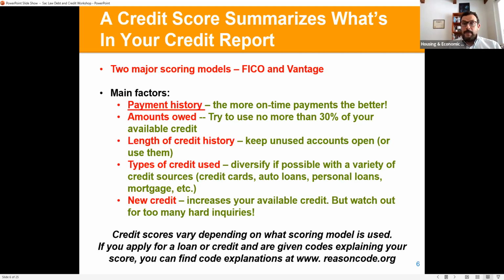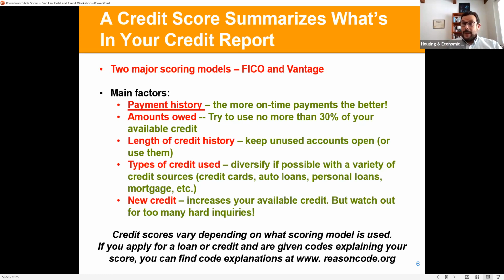The amounts that you owe also will impact your score. What I mean by that is what's also called utilization. If you add up all your credit accounts, you're going to have a certain amount of credit line available to you, could be 20,000, it could be 30,000 or more. The idea is to try not to use more than 30% of your available credit. When you do that, your score will be better. If you're using more than 30% of the credit that's available to you, that will negatively impact your score.